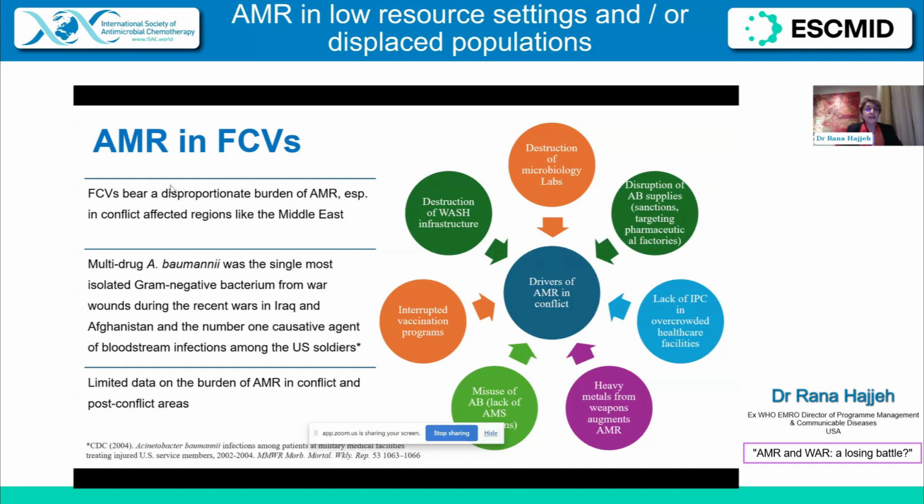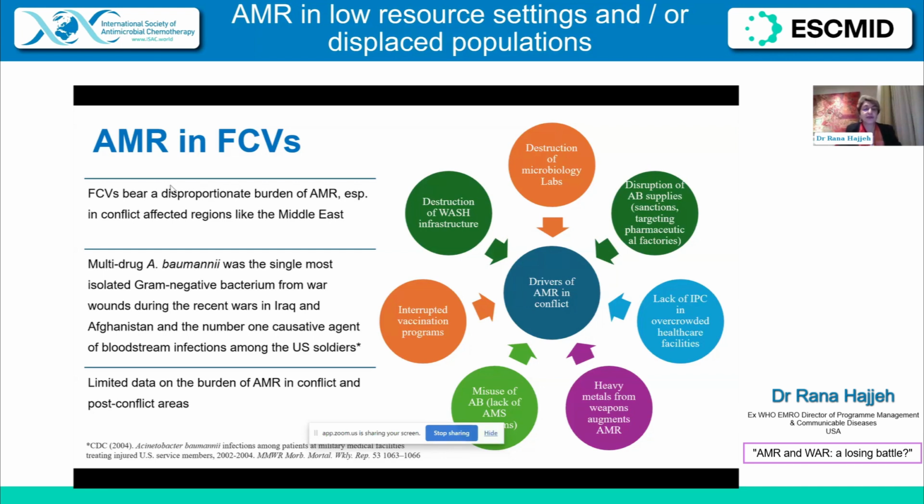So these fragile, we call them FCVs because these are fragile, conflict, and vulnerable settings. The initial request was for me to speak about AMR, both in conflict-affected countries as well as among refugees and migrants, because this is becoming a problem not only in the countries that are directly affected, but of course in all the countries where the migrants and the refugees go, and in all the countries where we have injured people being evacuated. And these countries have borne a very disproportionate burden of antimicrobial resistance.